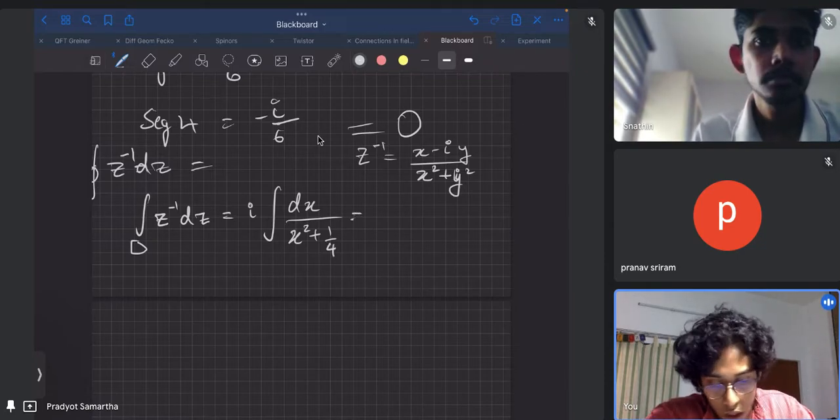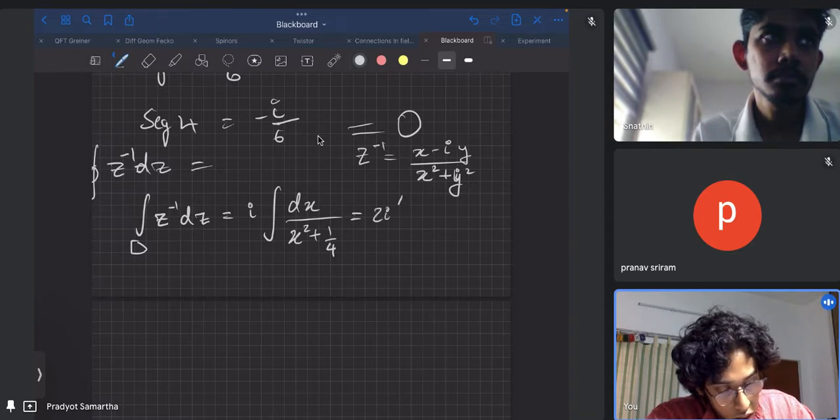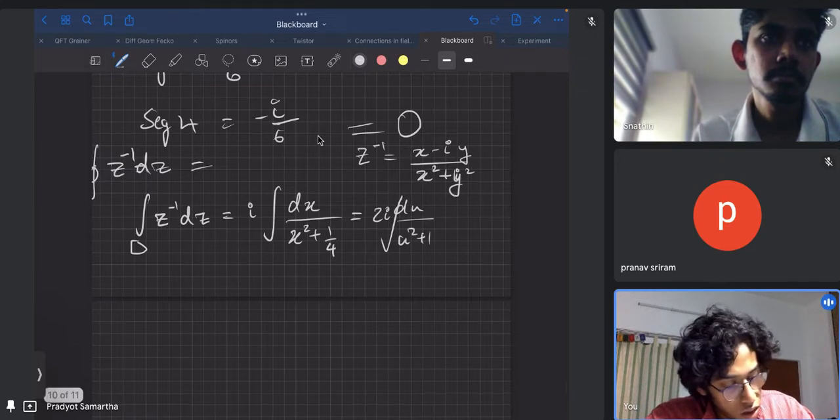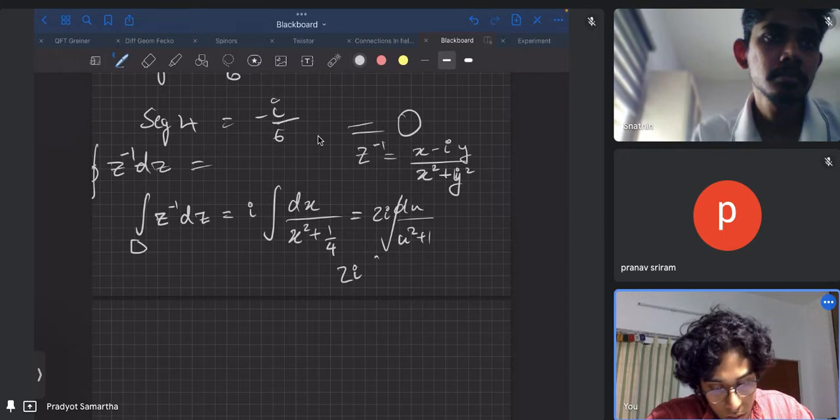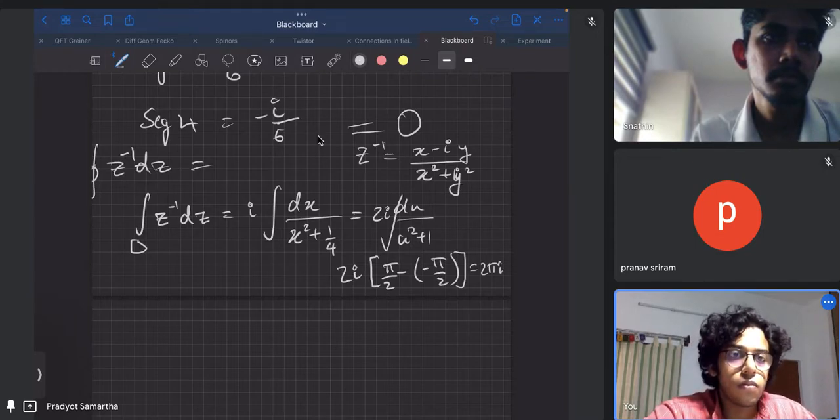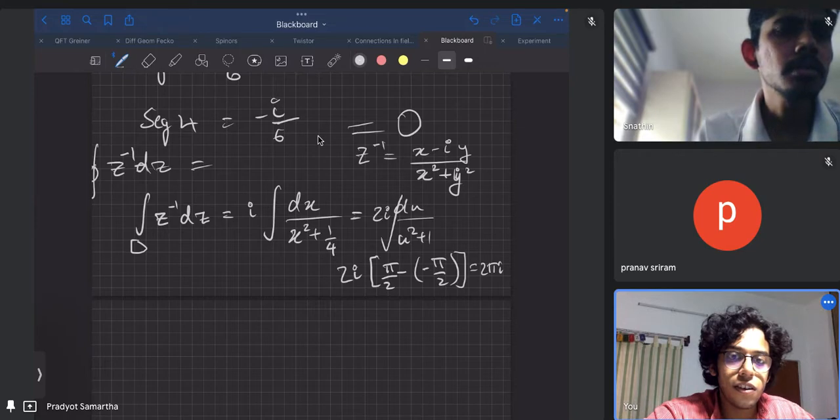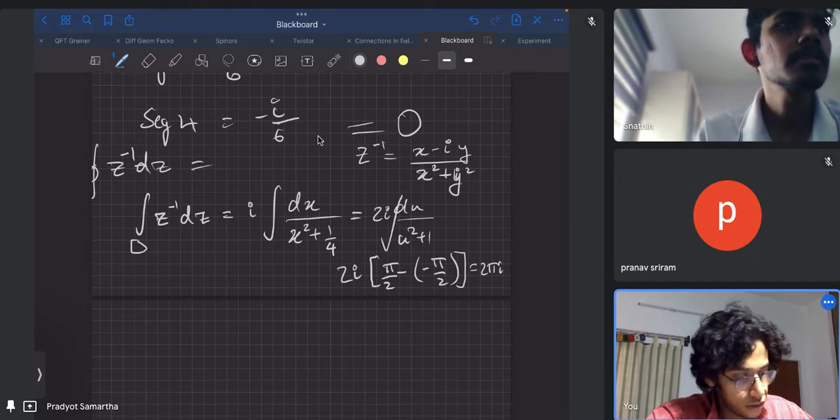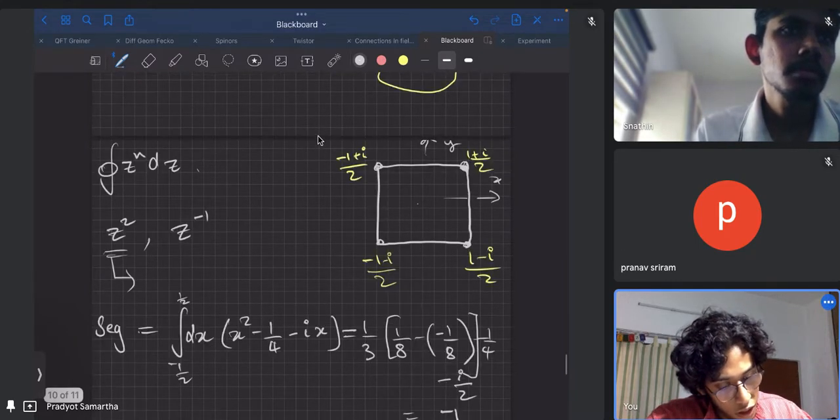Essentially what you get is 2i times the integral of du by u square plus 1, which is nothing but 2i... Do you notice any similarities here? Noticing anything interesting?